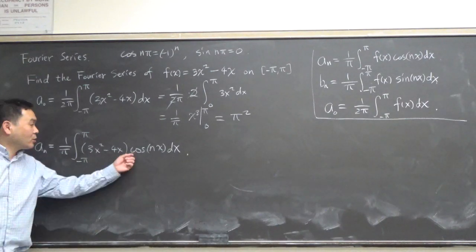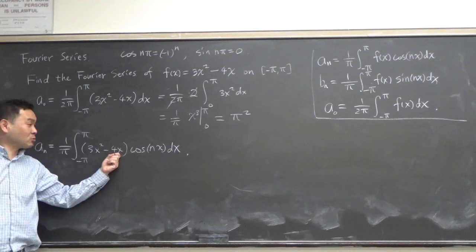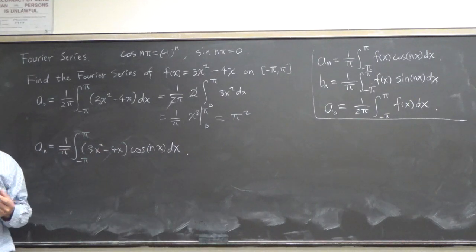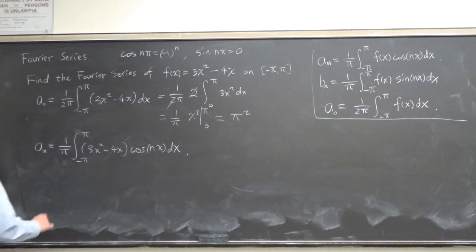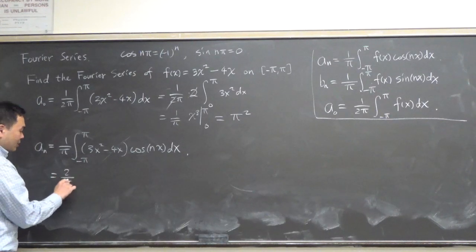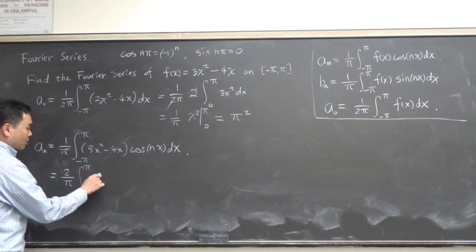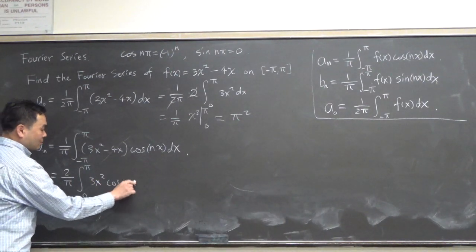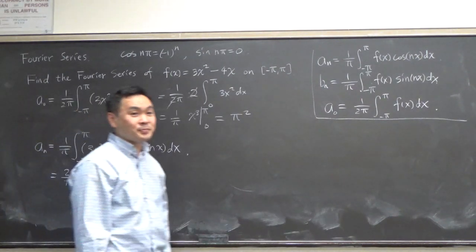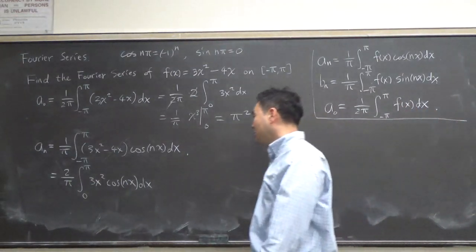However, cosine is an even function. Even times odd will be an odd function, so we don't have to do the 4x part. We only have to do 3x squared times cosine nx. Moreover, we can do the doubling trick, so it'll be 2/pi, integral from 0 to pi of 3x squared cosine nx dx. And now you have to do the integral using integration by parts.